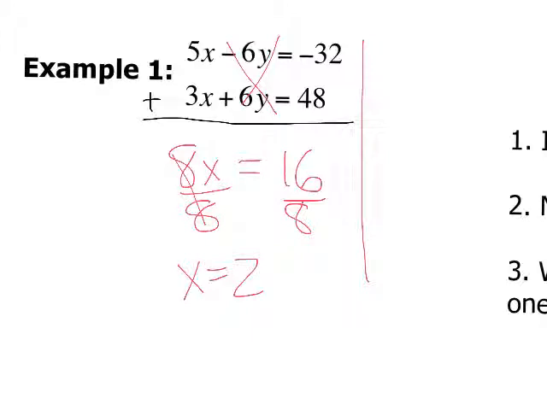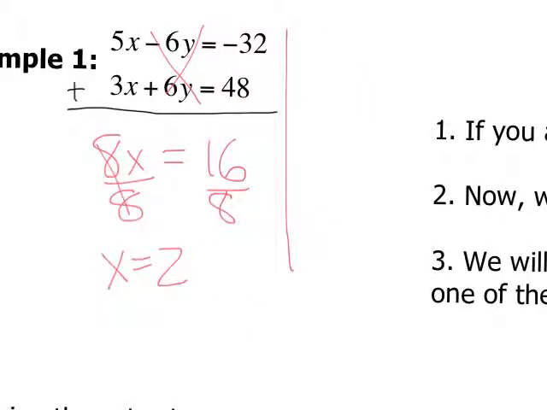So, that being said, which one would you guys like to substitute back into? 3x plus 6y. The bottom one? Okay, fair enough. Usually, I've noticed that a lot of students pick the one with less negatives, which makes sense to me. That's fine. So you do 3 times 2. So I would do 3, and then my x value is 2, plus 6y equals 48.